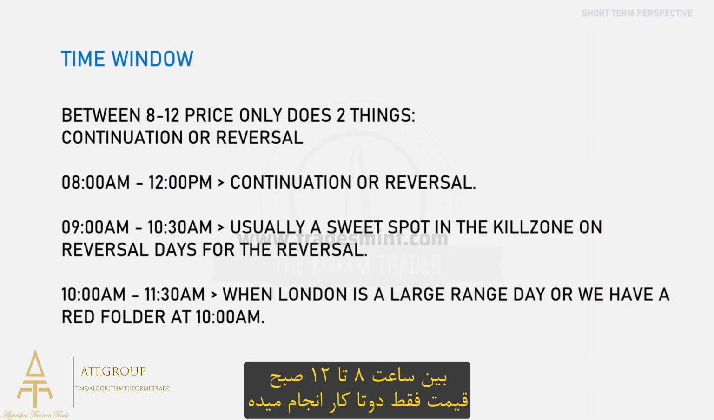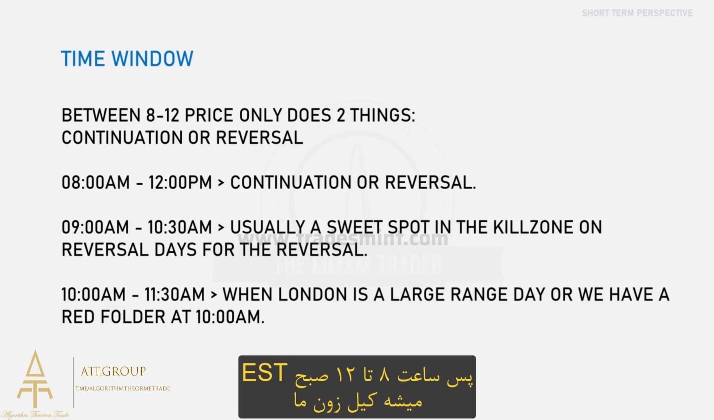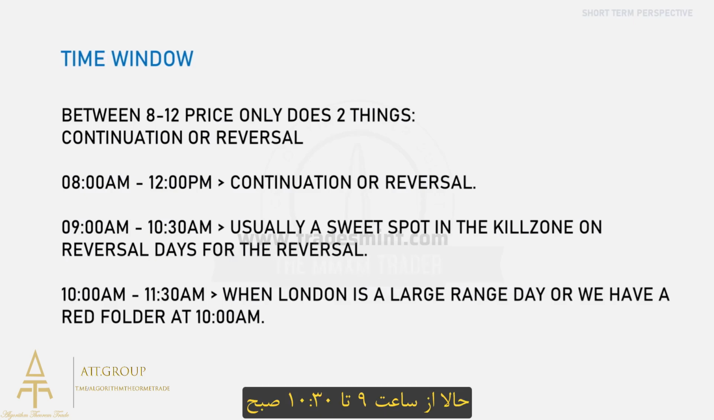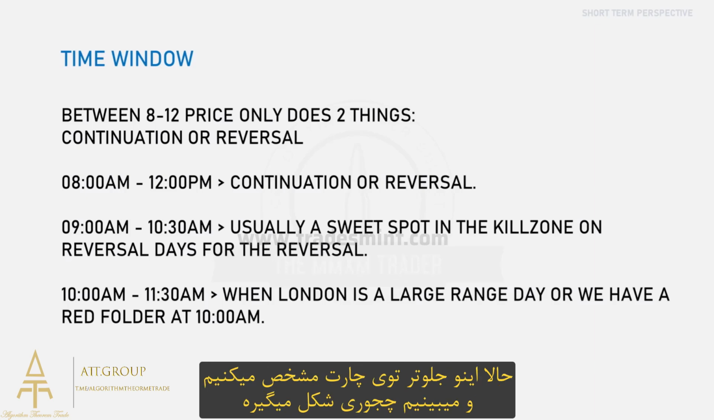Between 8 and 12, price only does two things. We either have a continuation pattern or a reversal pattern. So 8 a.m. EST to 12 p.m. EST is our kill zone. Now 9 a.m. and 10:30 a.m. EST, usually that is the sweet spot in the kill zone for reversal days, for the reversal pattern. So we'll outline this in the charts coming up and we'll see how that is formed.